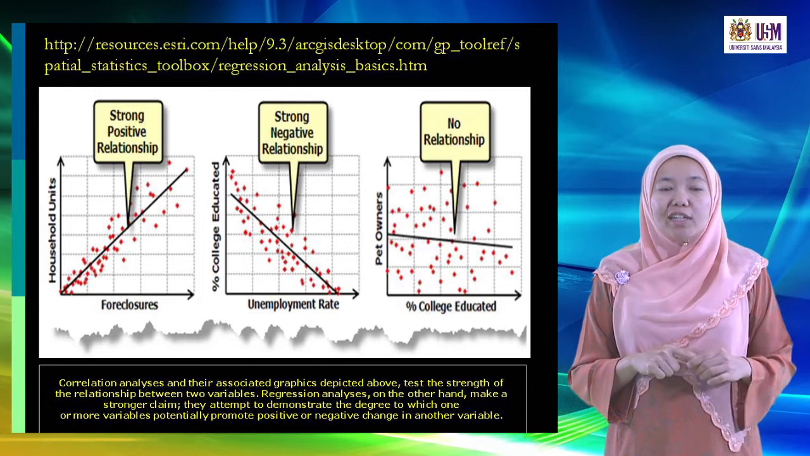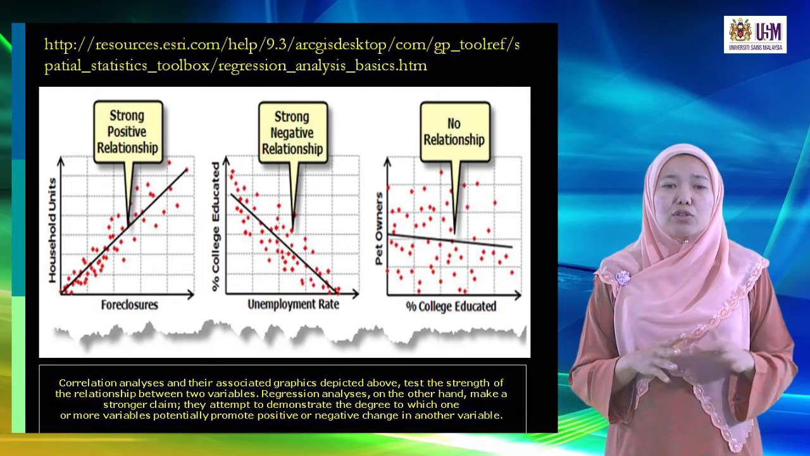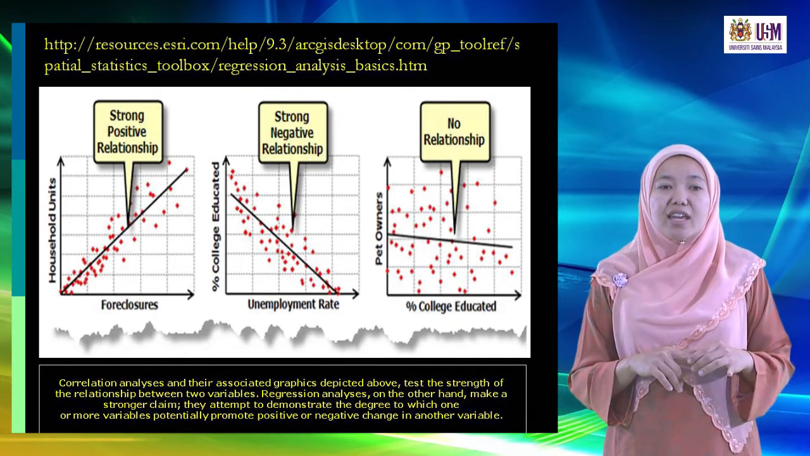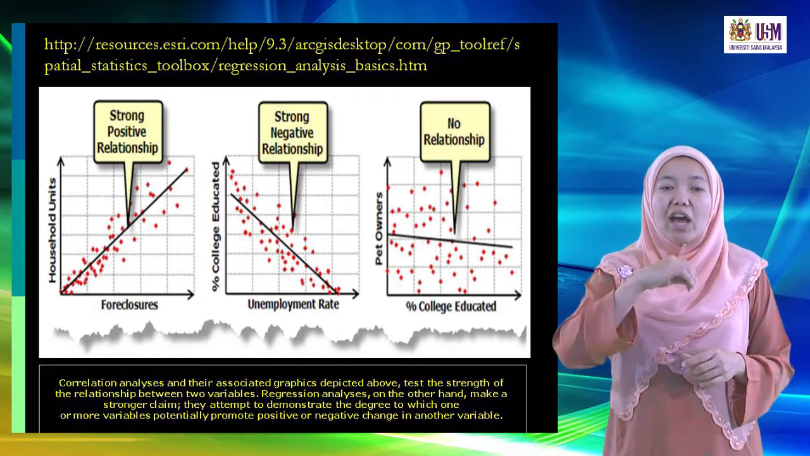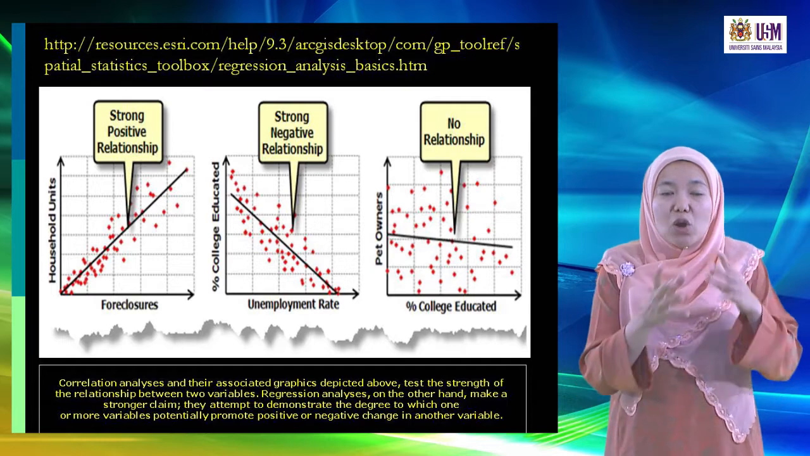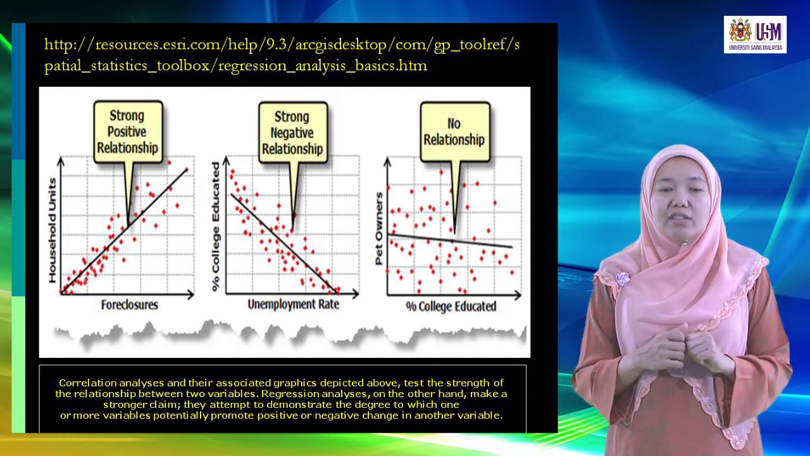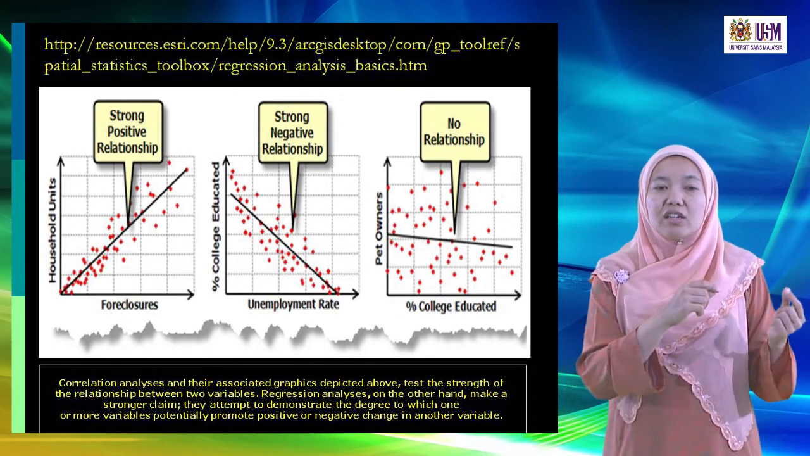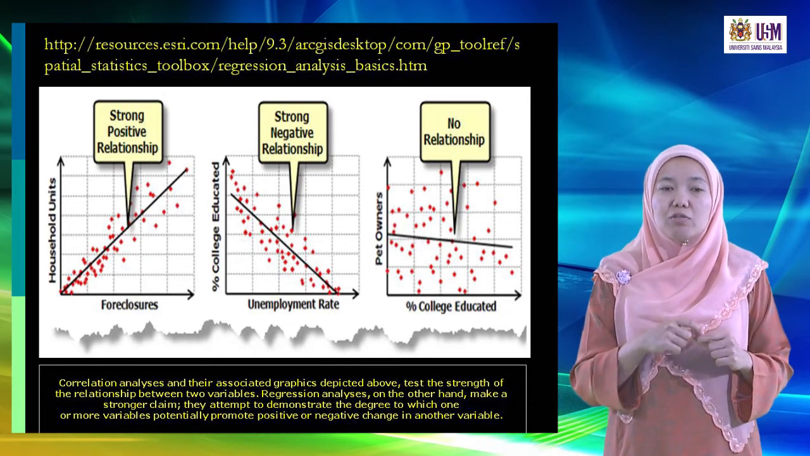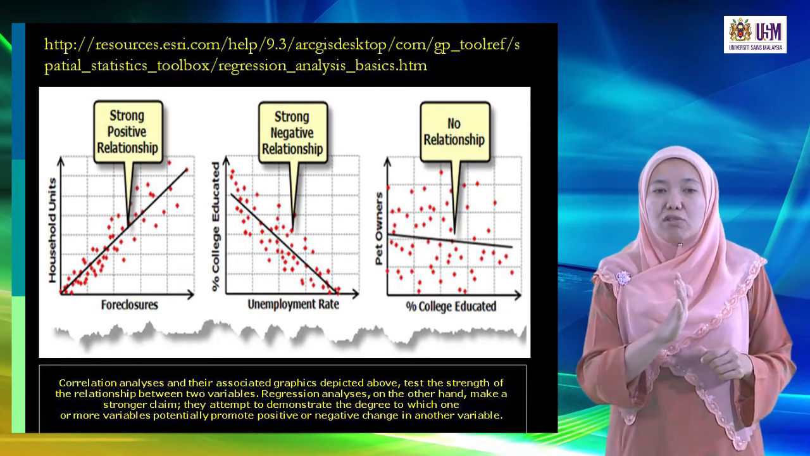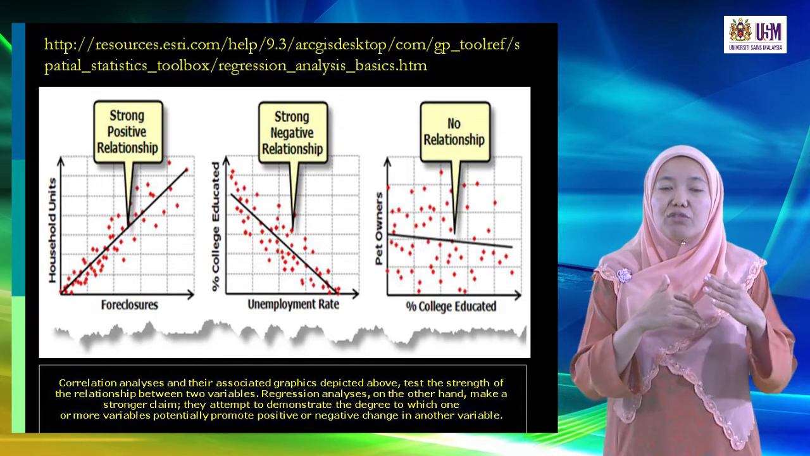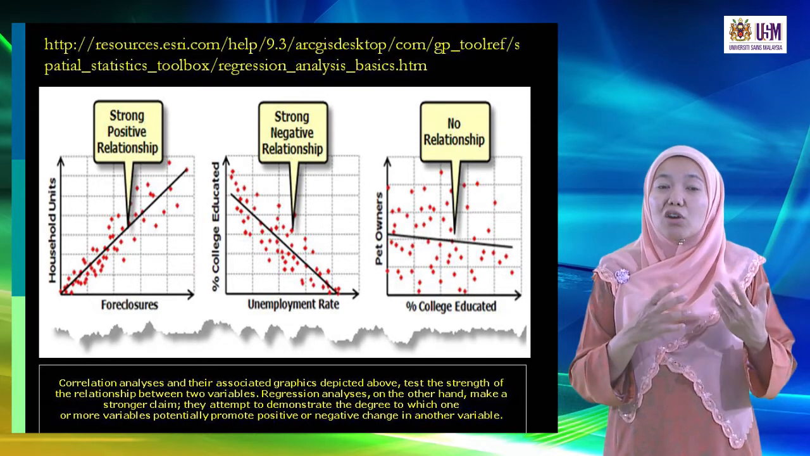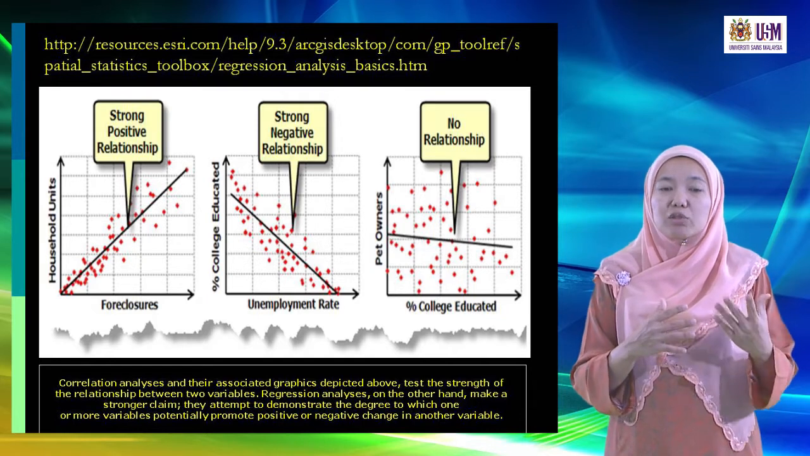If you look at the one on the left hand side of the screen, you have foreclosures on the horizontal axis, and then household units on the vertical axis. The red dots are close together, and it looks like they are moving upwards. Remember, in mathematics you always read from the origin, which is the left corner down at the bottom. So when you read from left to right, you see that the red dots are moving together upwards. So you can say that there is a correlation between foreclosures and household units.